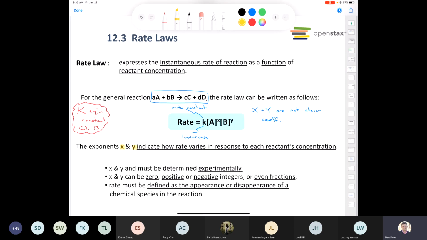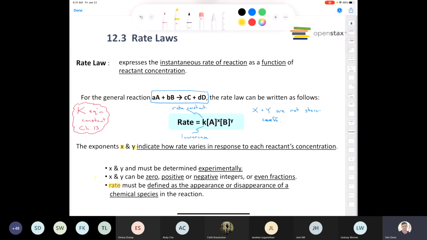Now, what numbers can x and y be? They can be a whole plethora of numbers. They can be zero, they can be positive, they can be negative, they can even be fractions. We're not going to deal with a lot of fractions, but we will look at a specific example today where we will look at a fraction. Anyhow, what about the rate? It says the rate must be defined as the appearance or disappearance of a chemical species in a reaction. This is a review from last class, something that we looked at during the last lecture.